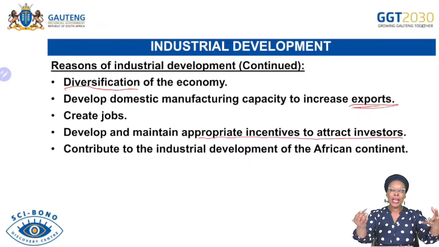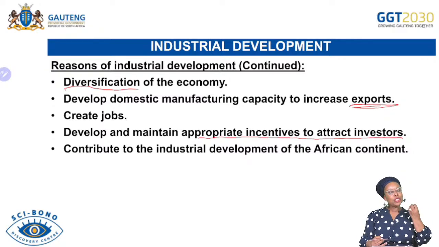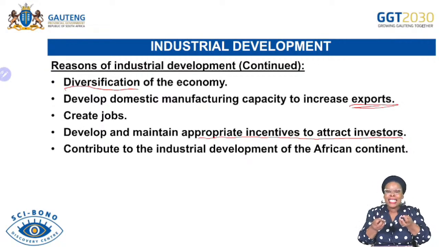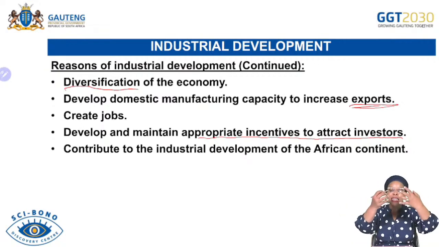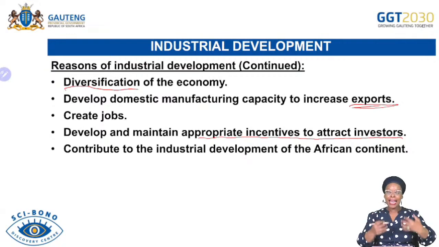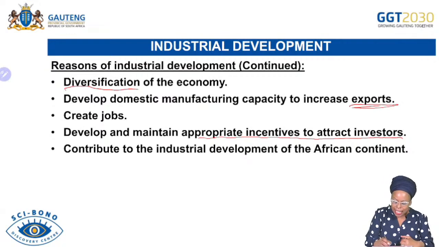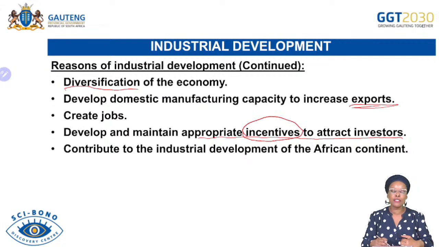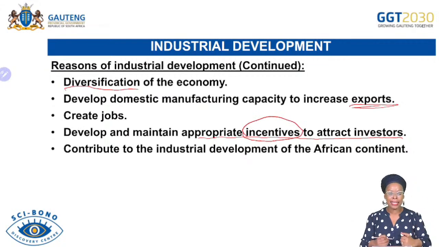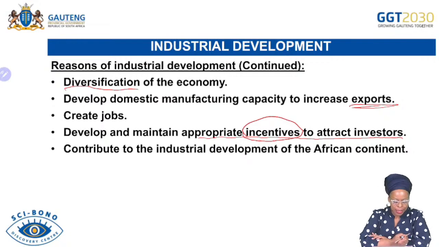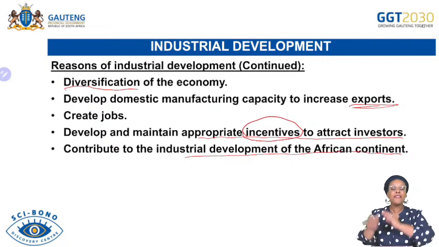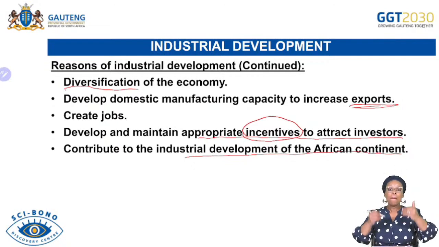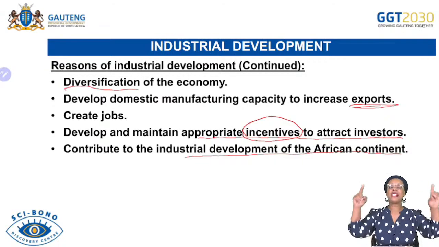If we say that we need industries in South Africa, the government should also provide financial incentives which will attract investors to come to South Africa and establish industries. And this issue of financial incentives, we will do it in the next lesson. Lastly, industrial development contributes to the industrial development of the African continent. If South Africa has more industries, this will also benefit Africa as a whole.